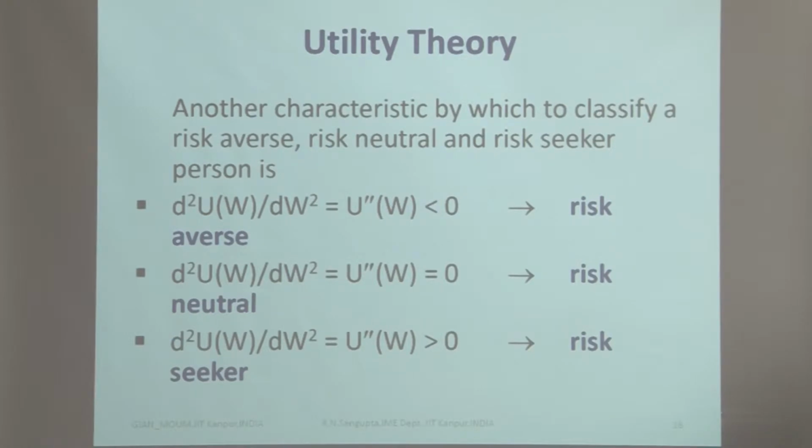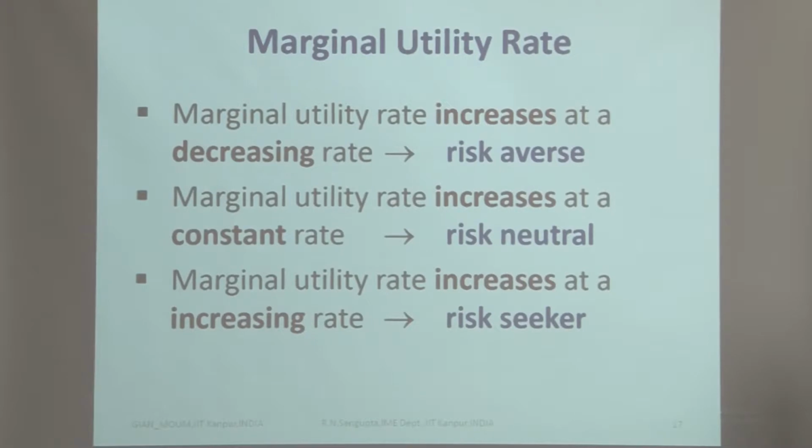Now, in this case, if you have the risk averse person, obviously the second derivative would be negative. I am running away from risk. If I am indifferent, that means whether it is increasing or decreasing, it will happen at a constant rate. And if my second derivative is increasing, obviously I am a risk seeker. How? With a very simple graph I show it to you.